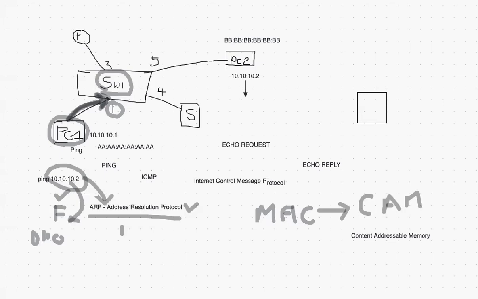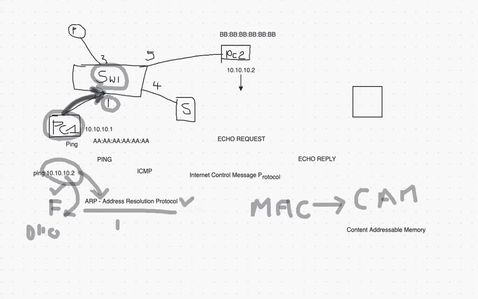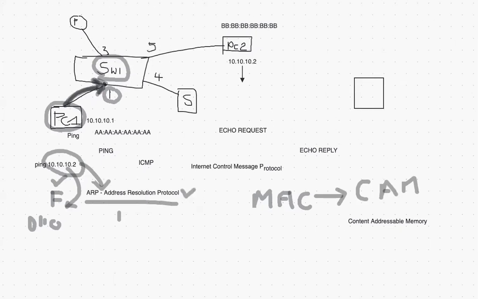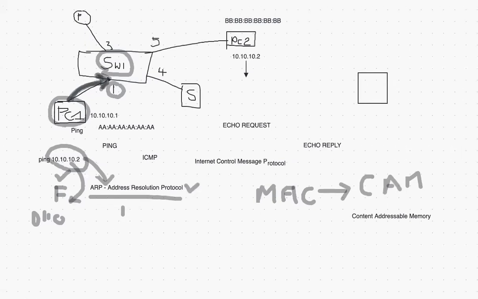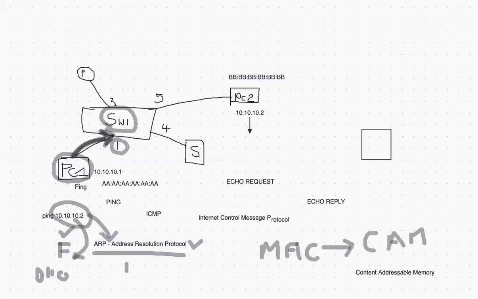It's very weird. Okay, so we are talking about the content addressable memory, right? The CAM table will store all the MAC addresses of the ports that they're coming from. So PC1 sent the first frame to switch 1, and switch 1 learned PC1's MAC address from port 1. But it's trying to reach 10.10.10.2. Switch 1 does not know what 10.10.10.2 is because it's a layer 2 device. It does not know what an IP address is, right?